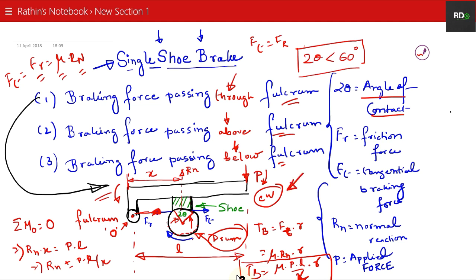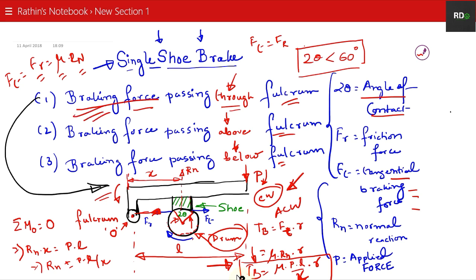In the first case, the braking force or the tangential force passing through the fulcrum, whether it is clockwise or anti-clockwise, this expression below: TB equals Ft into distance. TB is what? Your braking torque. Ft is what? Your tangential braking force. So force into distance is giving you the torque. Ft is the braking force, and TB is the braking torque. Whether it is clockwise or anti-clockwise, this expression will always be the same for the first case.